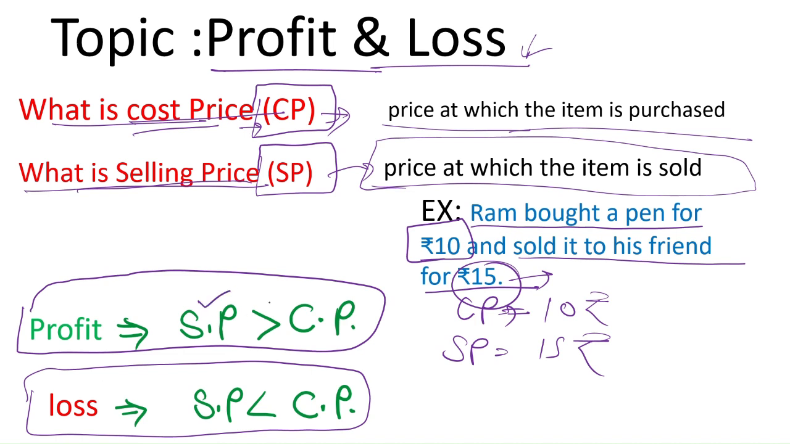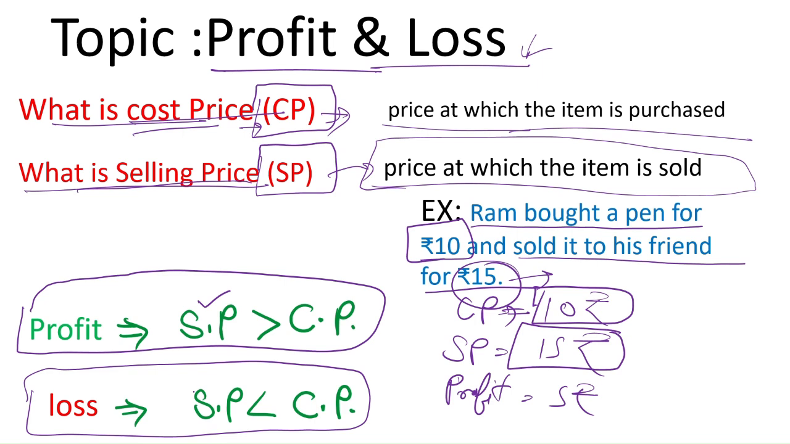If SP is greater than CP, in this case SP is 15 and CP is 10. Then what is there? Profit or loss? Profit of 5 rupee.